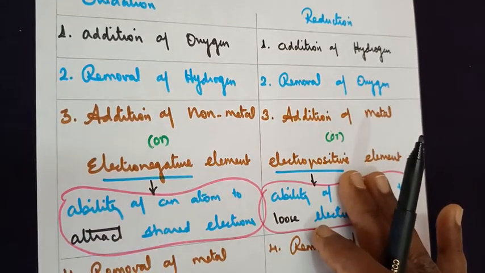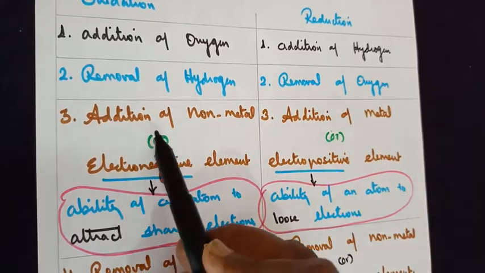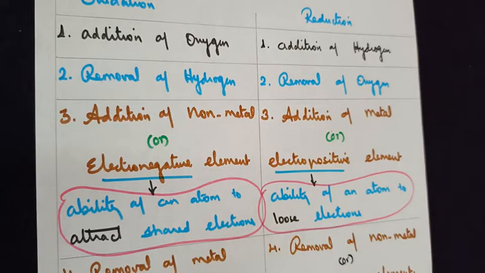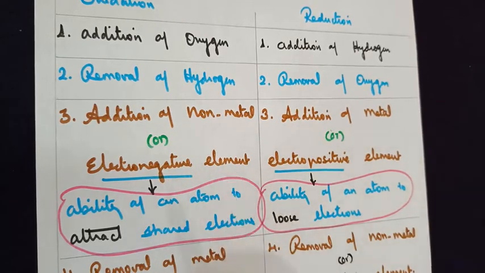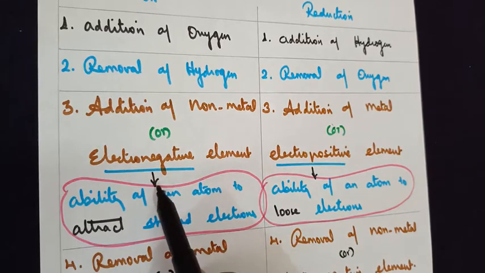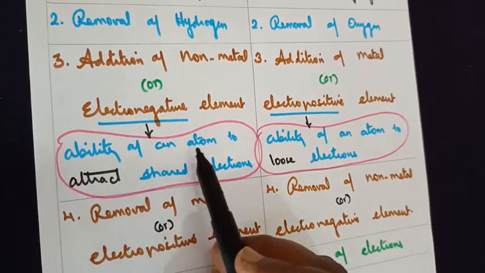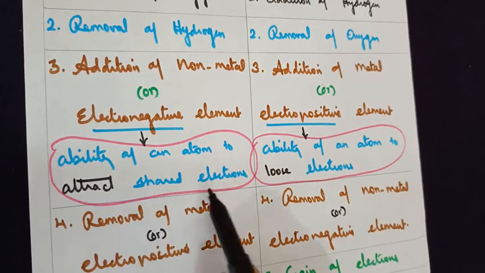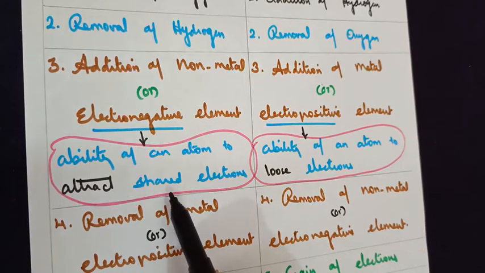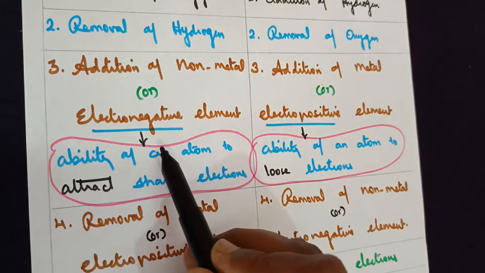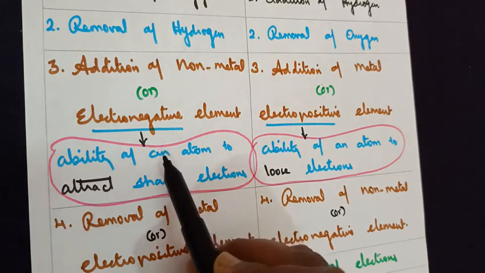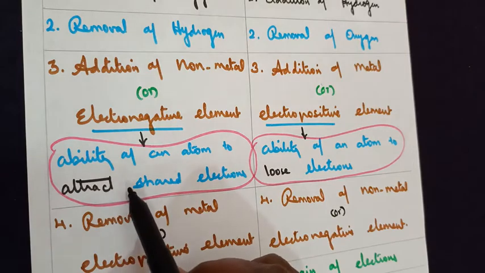The third type of the same concept is explained in a different manner. Oxidation, when you say, addition of a non-metal or an electronegative element. What is the meaning of electronegative element? The ability of an atom to attract the shared electrons. We'll talk about the shared electrons when we go back to that particular concept. All I want you to know is that electronegative means they have the ability to attract, or they accept the electron. Remember the word accept, better than attract: they accept the electron.